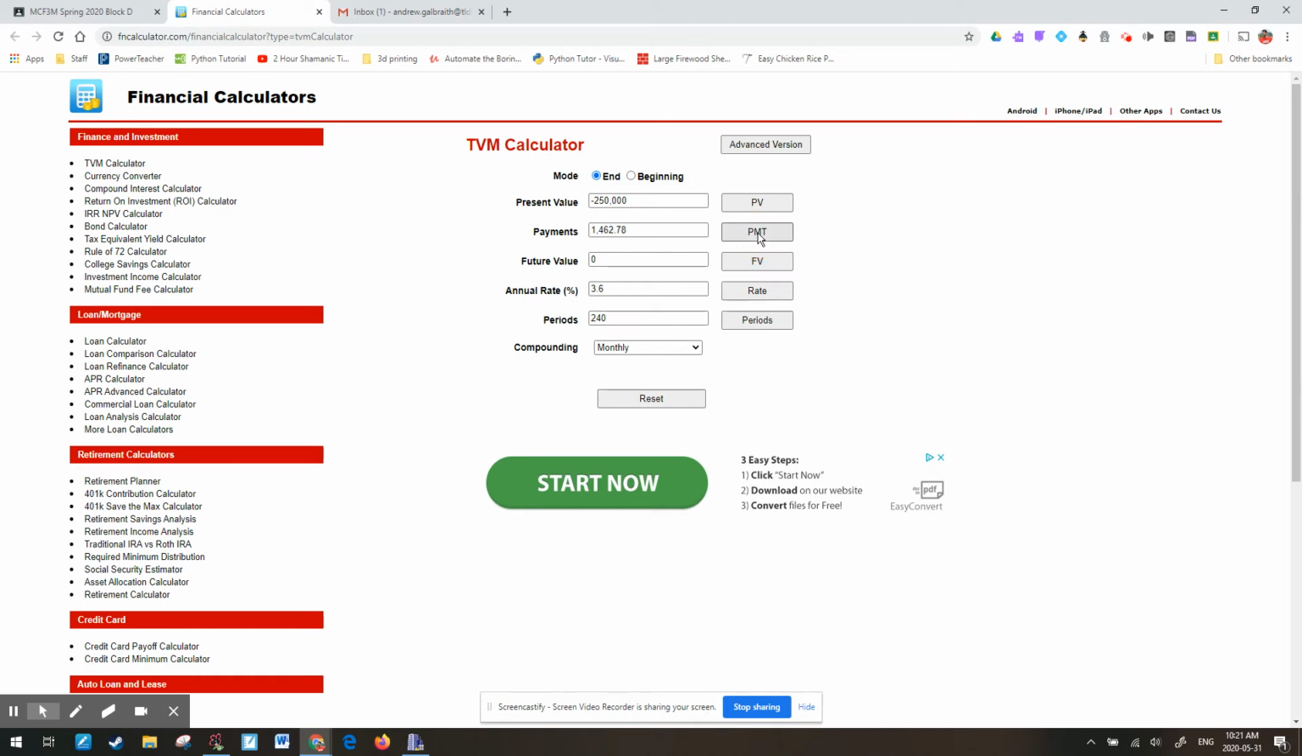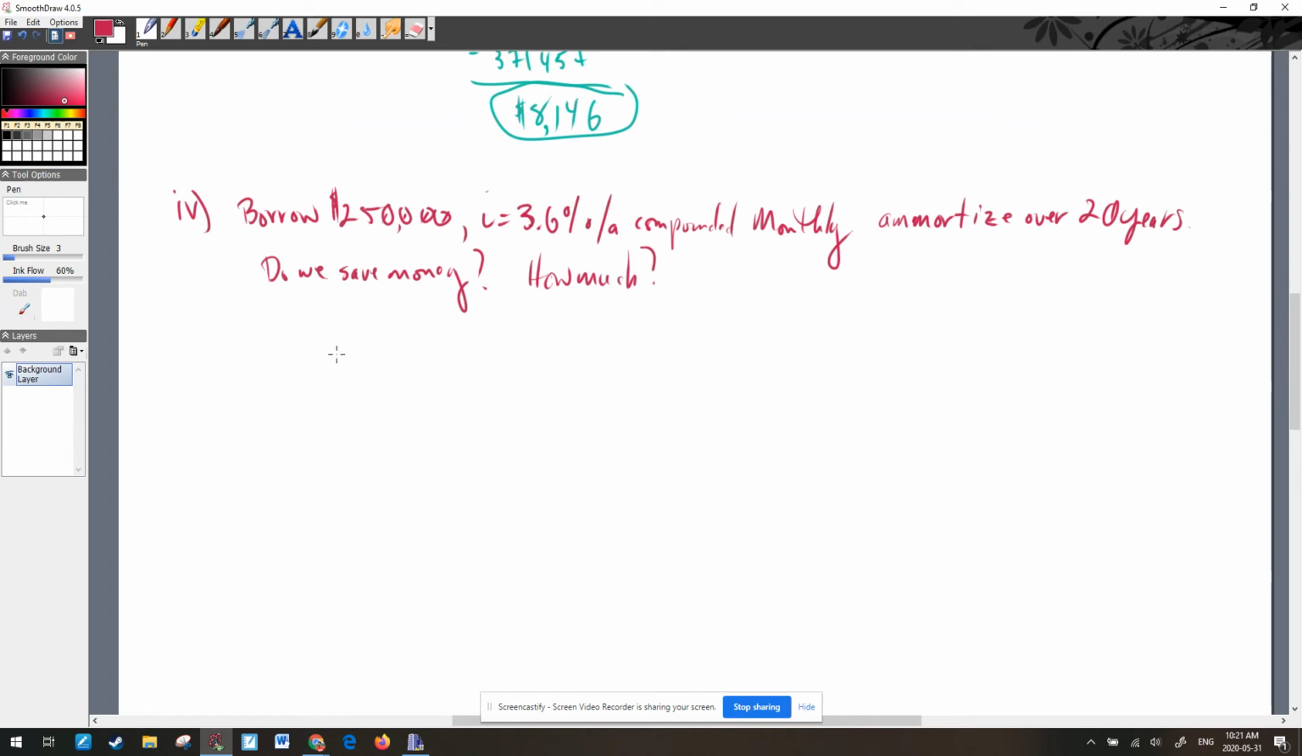So our payment goes up a fair amount. It's $1,462.78. So we've got here $1,472.68 is what our payment is. So that's what our payment is.